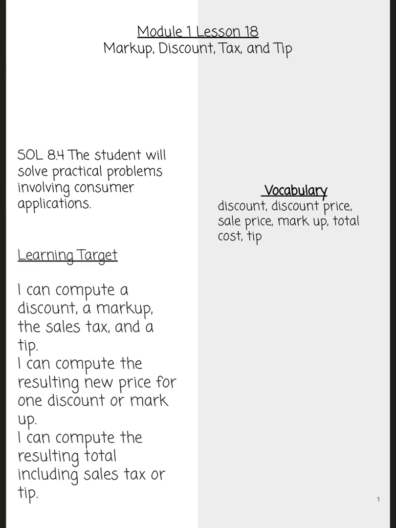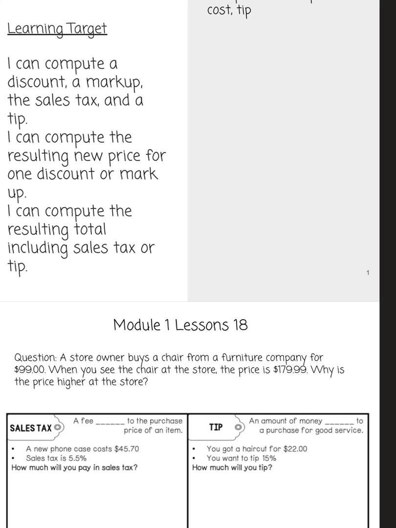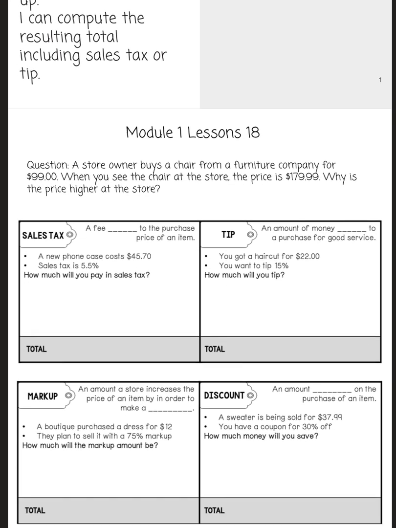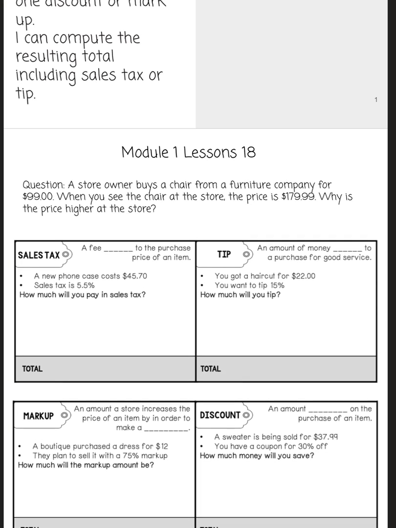All right. So before diving into the lesson, I have a quick question that I want us to think about first. The question is, a store owner buys a chair from a furniture company for $99. When you see the chair at the store, the price is $179.99. Why is the price higher at the store?